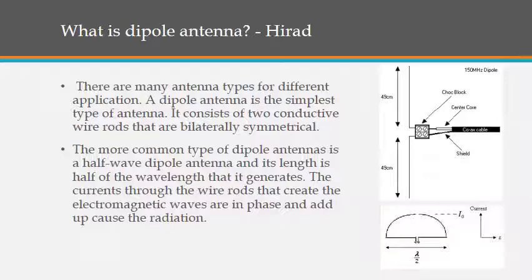So for example, in the picture on the bottom, the total length of the two rods would be half of the wavelength that it generates. Now how it works is that, again, the current flows through the wires, and the electromagnetic waves are both in phase, so they add up and they cause a radiation.